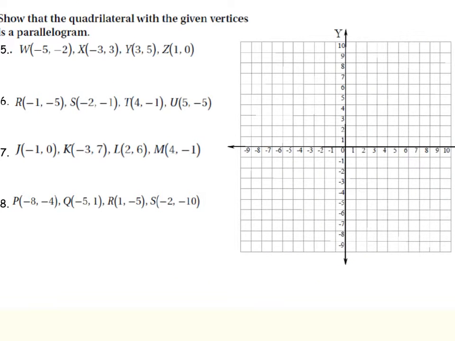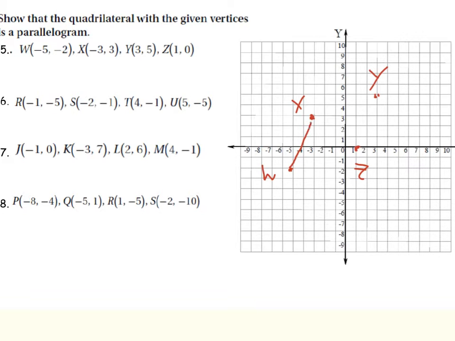Okay, show that the quadrilateral with the given vertices is a parallelogram. Okay, I'll try and graph these the best I can. W is -5, -2. Okay, so there's that point at W. X is -3, 3. That's X. And Y is 3, 5. And then Z is at 1, 0.